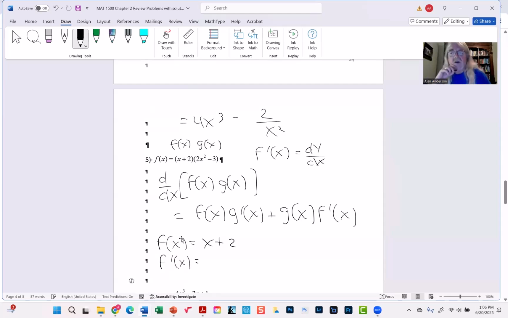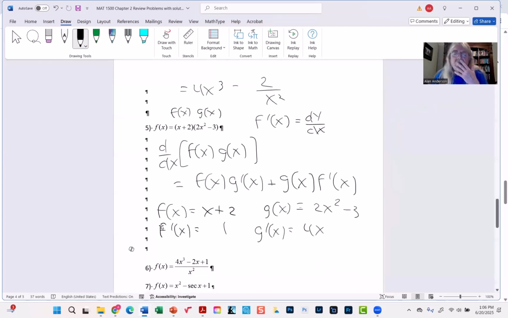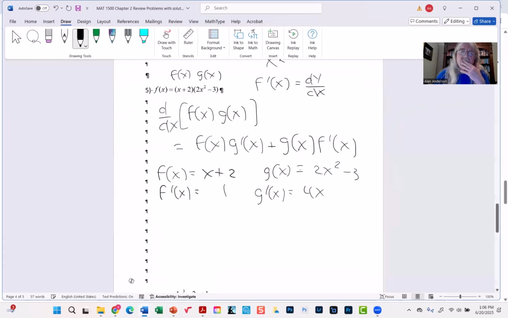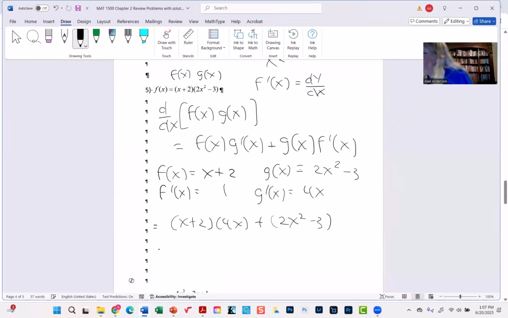So here, we're just going to get 1. All right, the derivative of x, as we just saw a little while ago, is 1. The derivative of a constant is 0. So here, g prime of x, we're going to have 4x based on the power rule. And then the 3 just drops out. It's just a 0. So now all we have to do is substitute. So the derivative is x plus 2, 4x plus 2x squared minus 3 times 1.